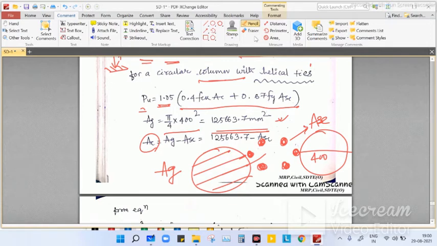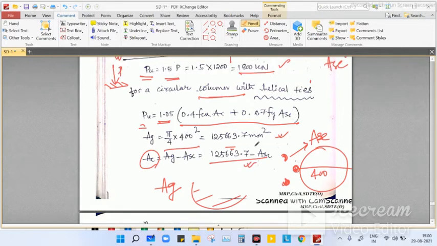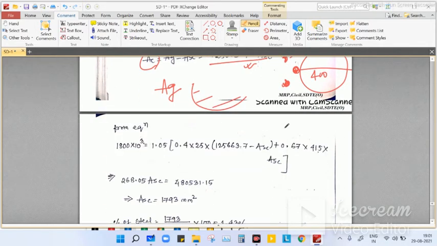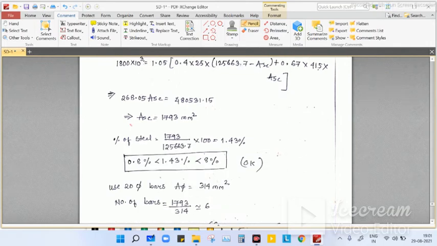So our Ac is 125,663.7 minus Asc. Now we will put this Ac in this formula. All the values are known: Pu, fck, and fy are known. Only Asc is the unknown. So we will get Asc as 1793 mm square. So percentage of steel is Asc by gross section area, that is 1.43.